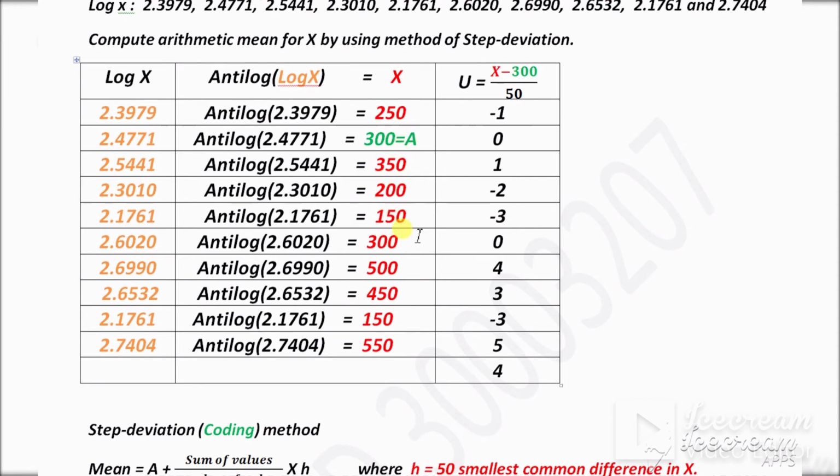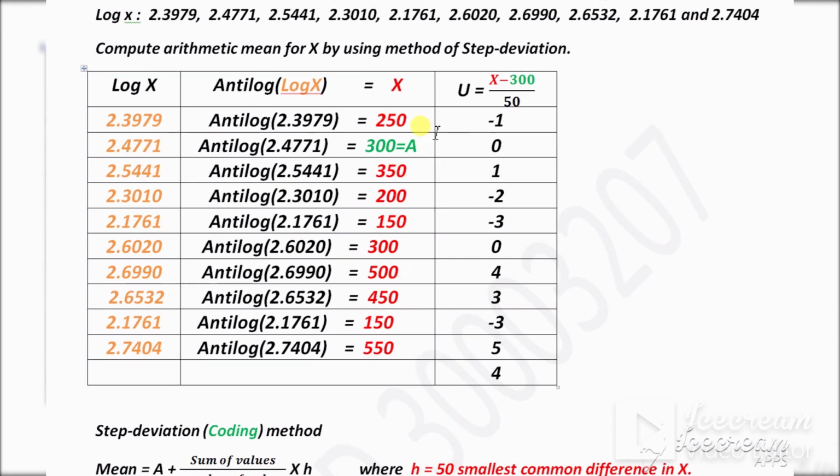300 minus 300 is 0 again. 500 minus 300 is 200. 200 divided by 50 is 4. 450 minus 300 is 150. 150 divided by 50 is 3. 150 minus 300 is minus 150. Minus 150 divided by 50 is minus 3. 550 minus 300 is 250. 250 divided by 50 is 5. So these are the values of capital U.